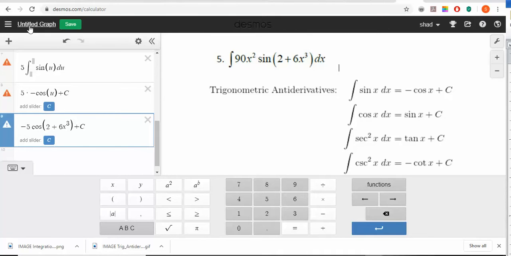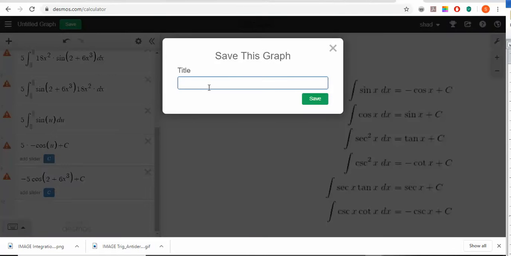Okay, now, please title this stuff when you turn it in to me so I know who you are. So Hickman, problem 5, Paul's Online Notes, 5.3 homework. Okay, now I've saved it.